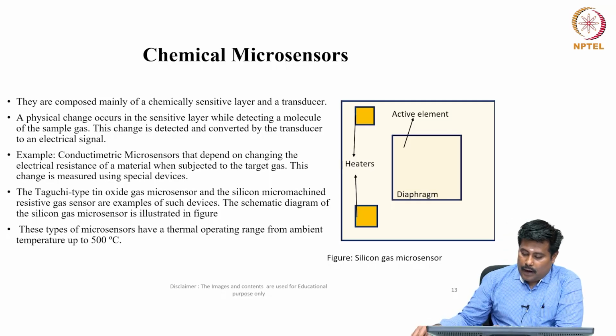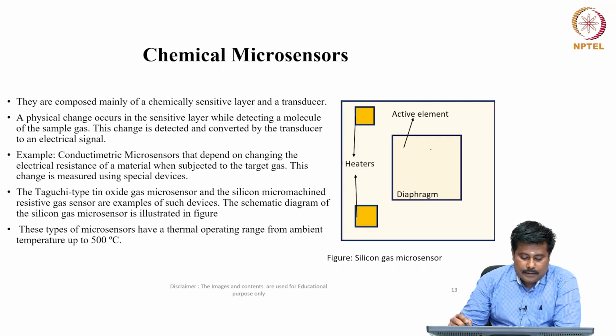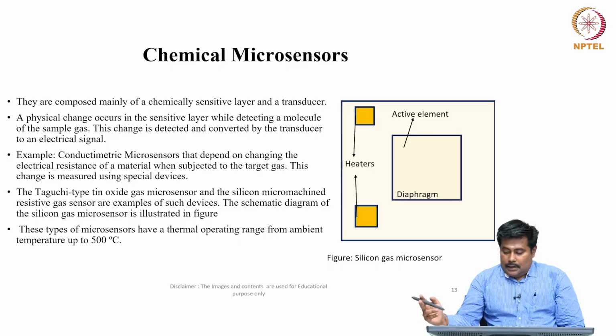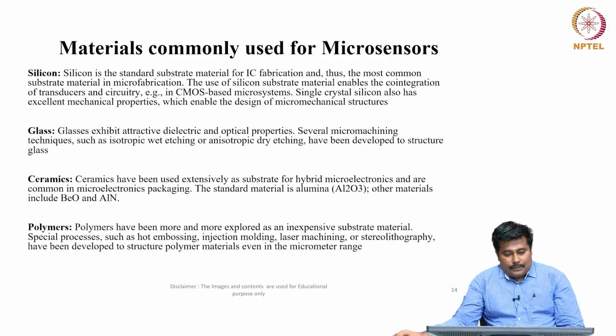If we try to observe this, there is a kind of diaphragm, and the silicon gas microsensors are available over here. This active element is a kind of diaphragm which is highly chemically sensitive, and it will try to disperse the amount of heat which is liberated. These types of microsensors have a thermal operating range from ambient temperature up to 500 degrees Celsius. So this is a kind of silicon based gas microsensor.